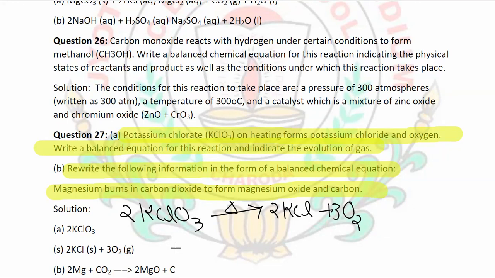Next, for magnesium burns with carbon dioxide. Magnesium burns with carbon dioxide to form 2MgO plus C. So 2 will be multiplied here. So this is the chemically balanced equation.